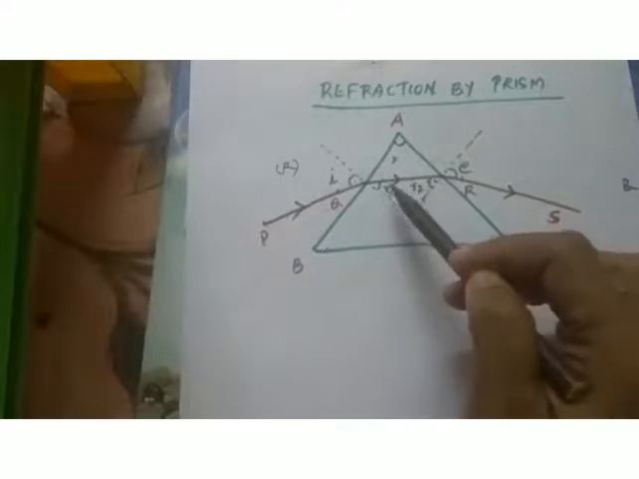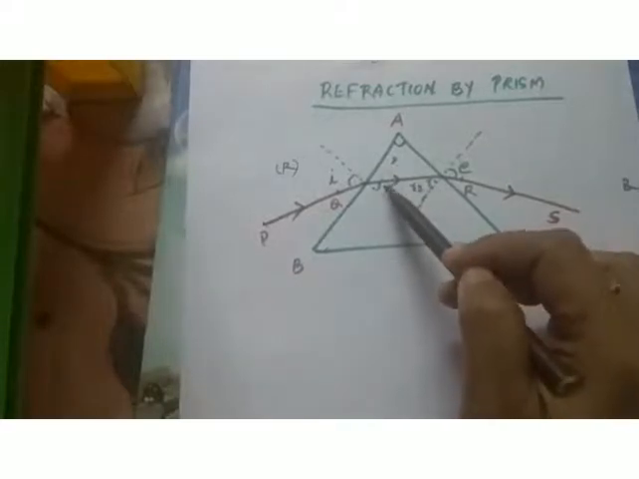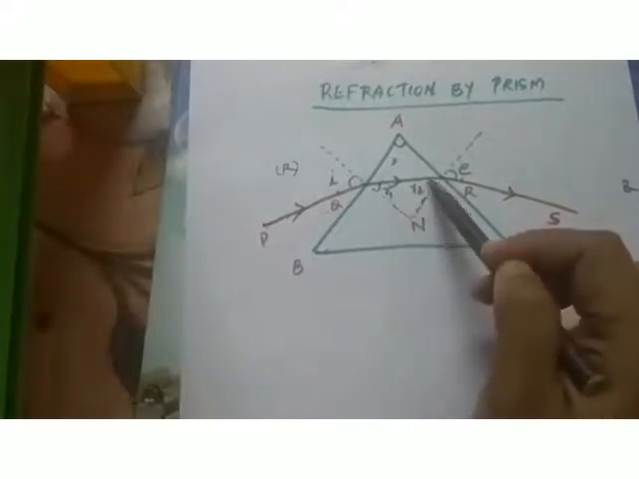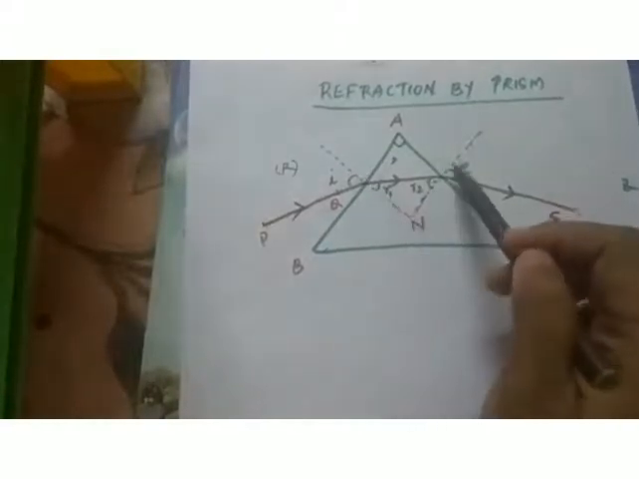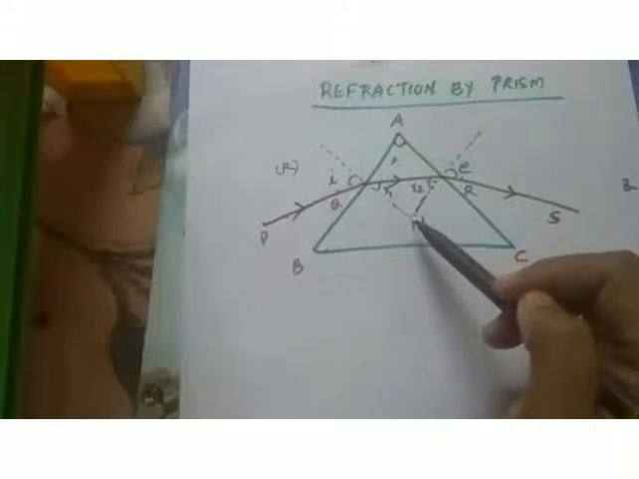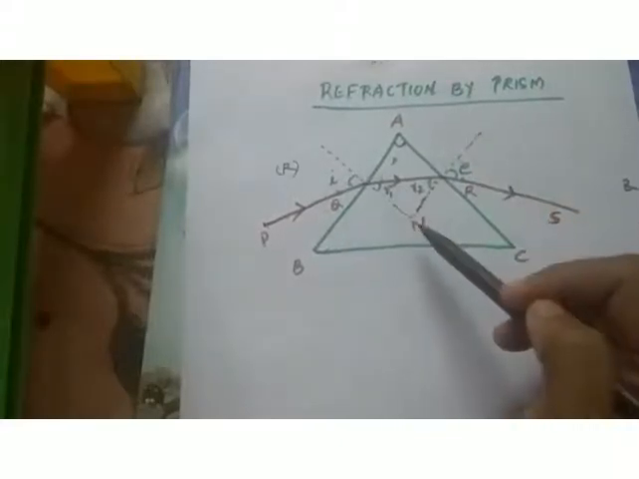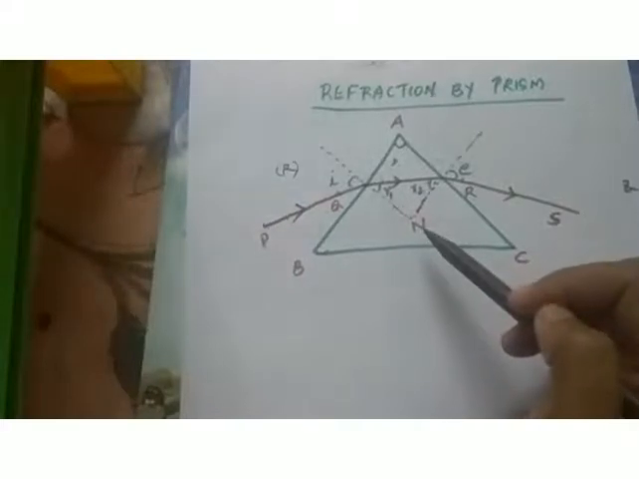And here we have two angles of refraction. R1 is the first angle of refraction, R2 is the second angle of refraction, and these two normals meet together at the point N. So N is the point where both the normals intersect. So this is our figure.